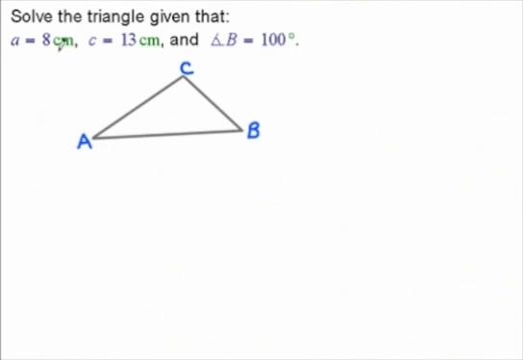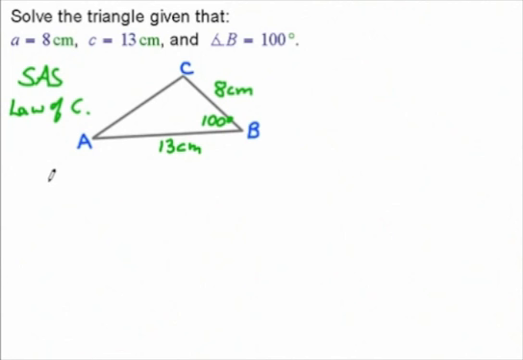Side A is 8 centimeters. That's opposite of the vertex A, so this would be 8 centimeters over here. Side C, opposite of the vertex C, is 13 centimeters. And we're given the included angle here of 100 degrees. So the setup here is side angle side. And when we're dealing with side angle side, we're talking about the law of cosines.